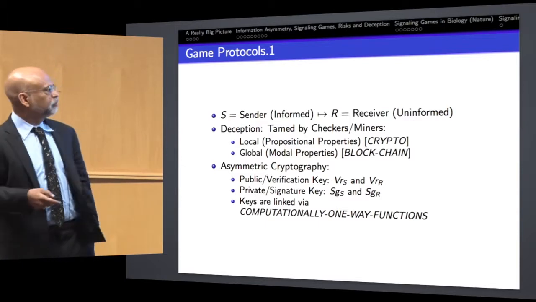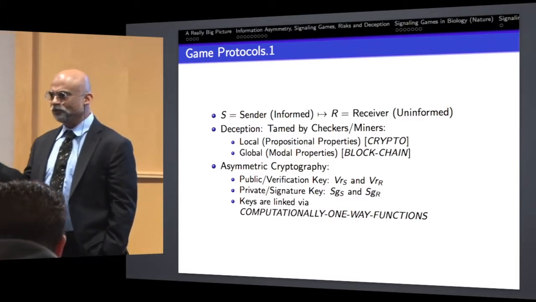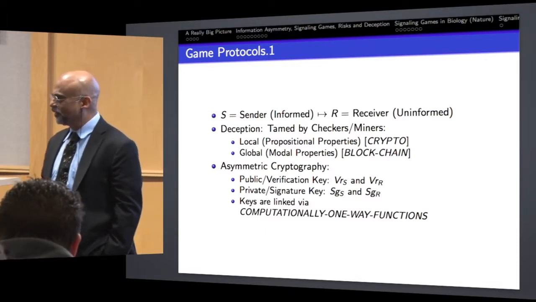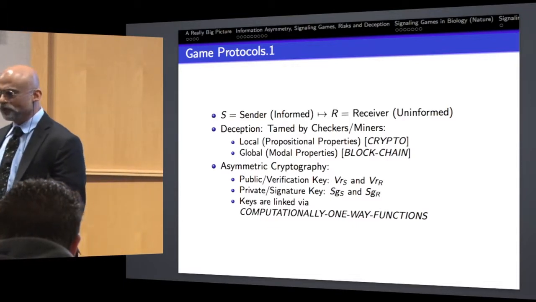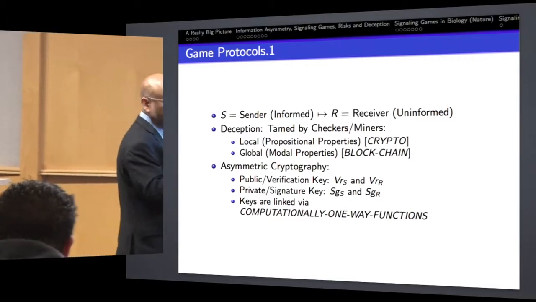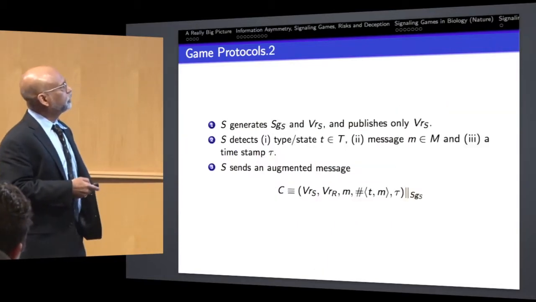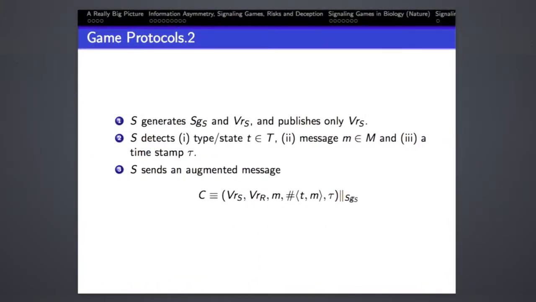And the keys are linked by computationally one-way functions. I'm not going to go into post-quantum computing and talk about a verifier with quantum computers factoring numbers. So we'll stay with just these simple assumptions. So the sender generates a signature key and a verifier key, and publishes only the verifier key.